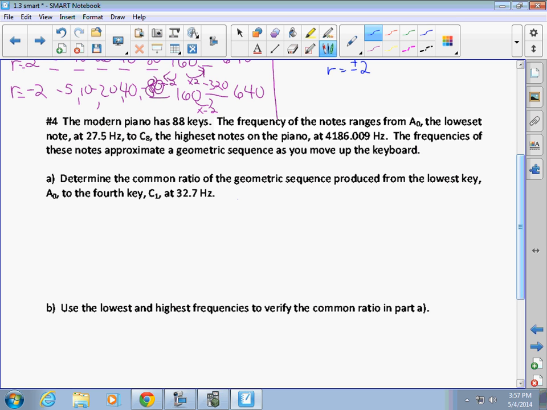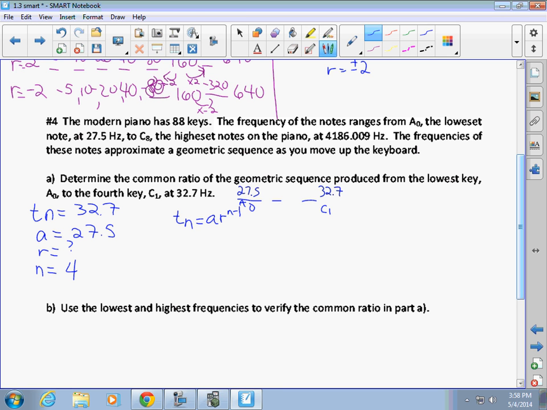So if our lowest key here, A0, was 27.5, then they said the 4th key, so we've got 2, 3, our 4th key here was C1 at 32.7. So this is the sequence we're looking at. So listing our variables, we write down what we know. So we know our nth term is 32.7 hertz. Our first term was 27.5. We don't know the ratio, that's what we're calculating, and we know our number of terms is 4.